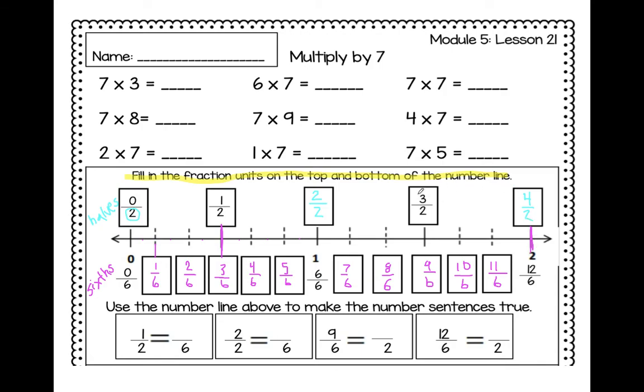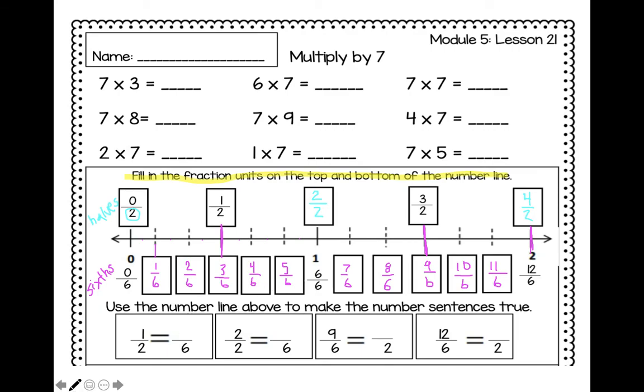What other number lines up with 3 halves? What lines up at 3 halves? That would be 9/6. You can see that it lines up perfectly at the bottom with our 9/6. So we can use a number line. We partitioned the number line first into halves, okay? And then we broke it even smaller into sixths.